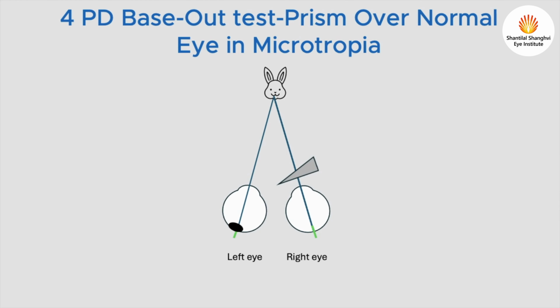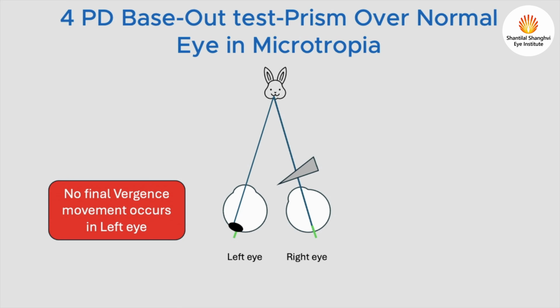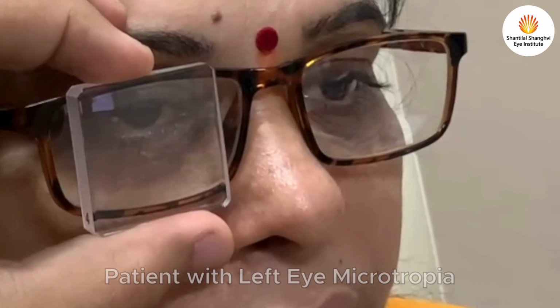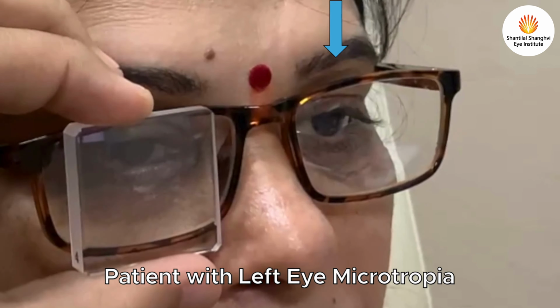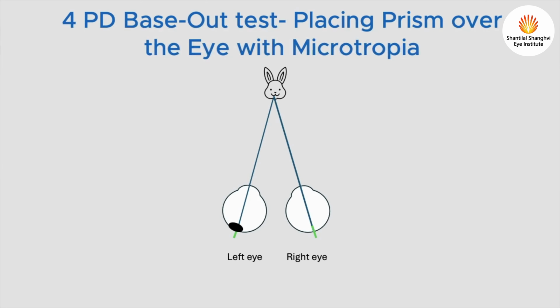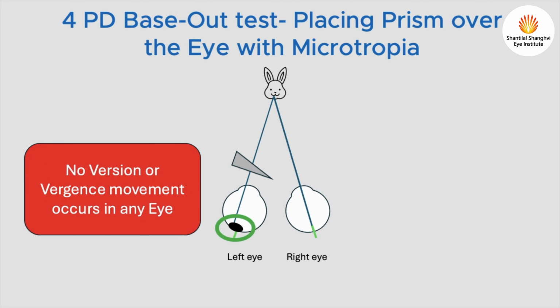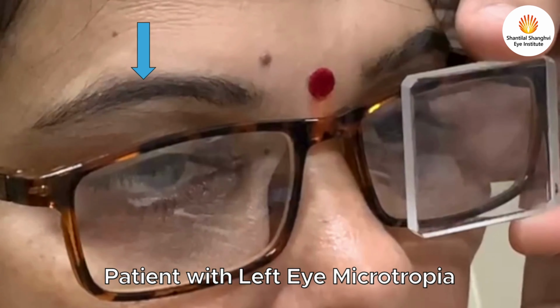Now let's place the prism over the normal eye in a patient with microtropia. The initial version response will be the same as in a patient with BSV, but the image falls within the suppression scotoma of the left eye, causing this image shift to go unnoticed, and hence the compensatory vergence movement will not be there. If you go ahead and place the prism over the left eye, that is the eye with microtropia, the image shift at the fovea will go undetected because it lies within the scotoma. Therefore, there will be no induced version or vergence movement of either eye.